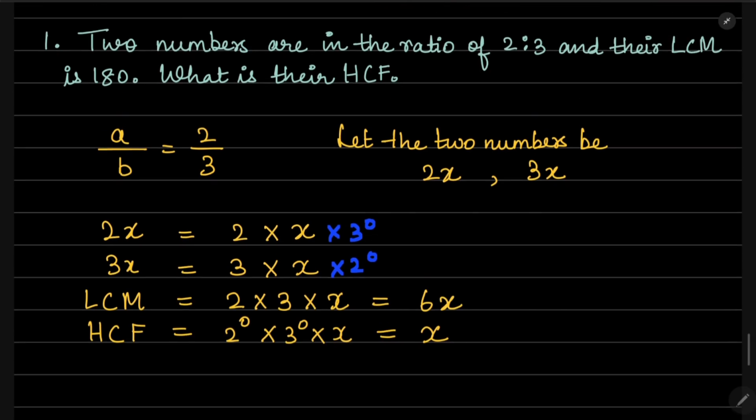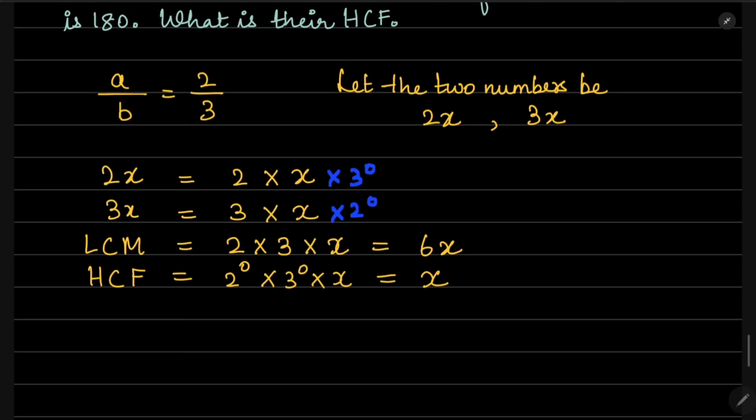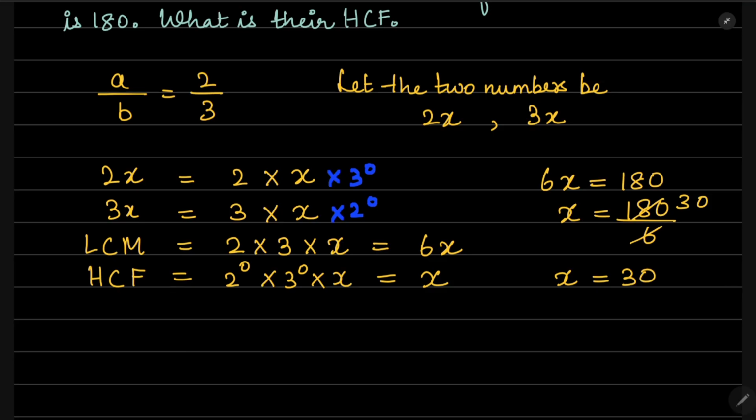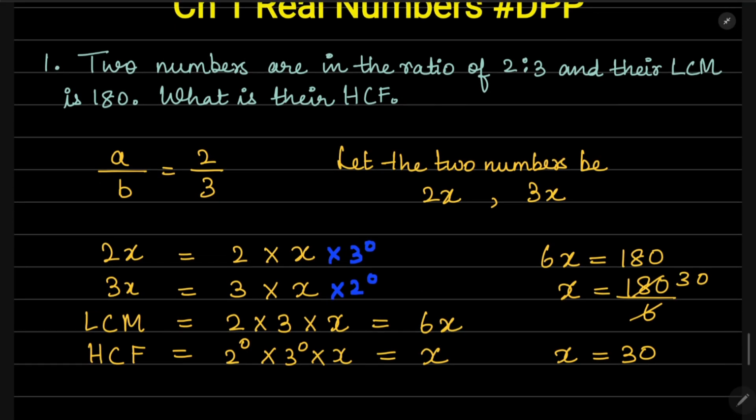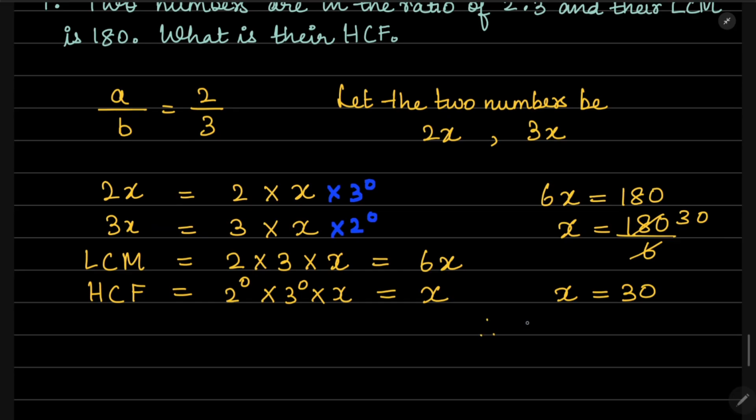Now you are already given in the question that the LCM is 180. So let us equate it. LCM, that is 6x, is nothing but 180. So x is nothing but 180 divided by 6. 6 3s are 18 and 0. Therefore, your x is nothing but 30. And the HCF of these two numbers is x, therefore the HCF is also 30. Okay, that's your answer.